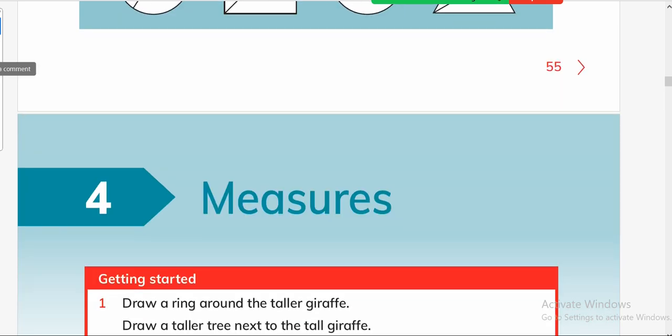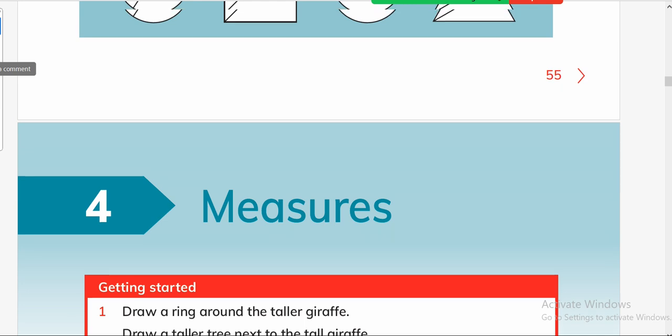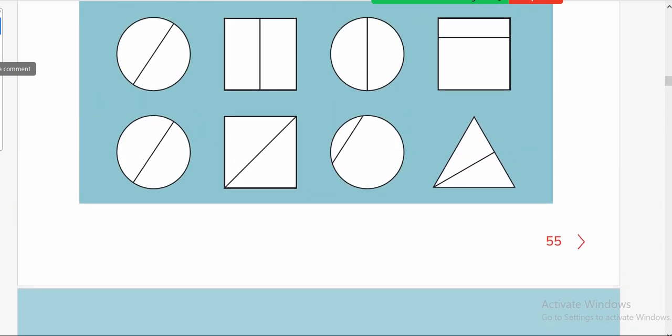Okay, now next is the next unit, measures. Okay, we will do this next unit in the next class.